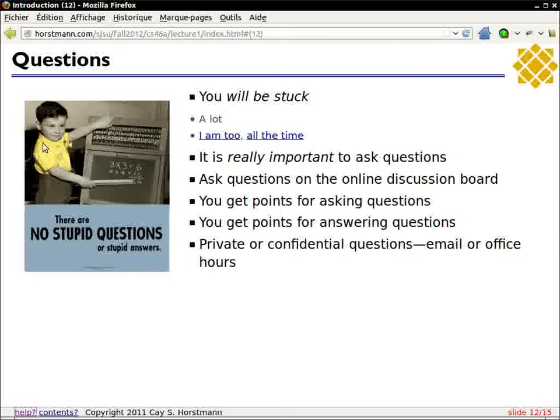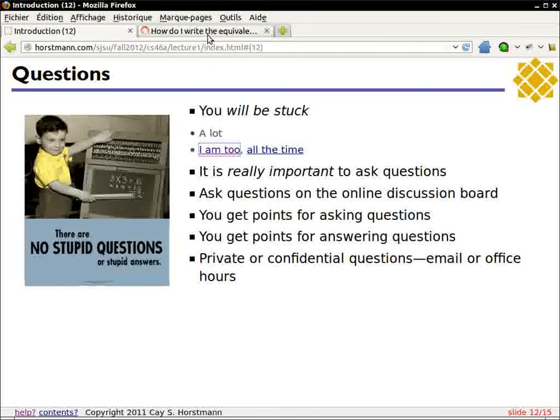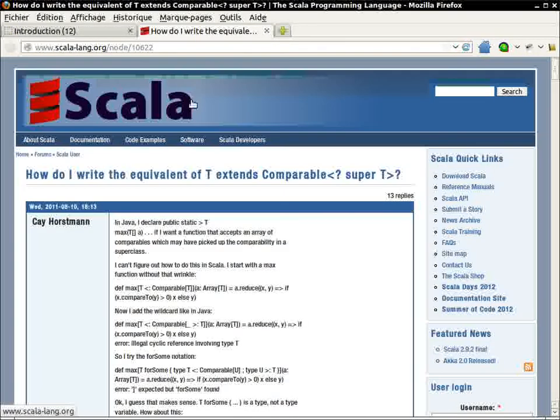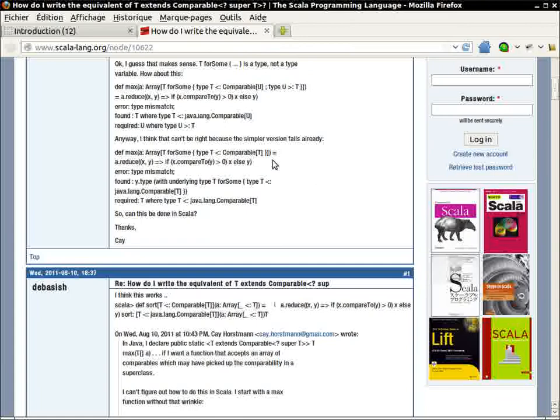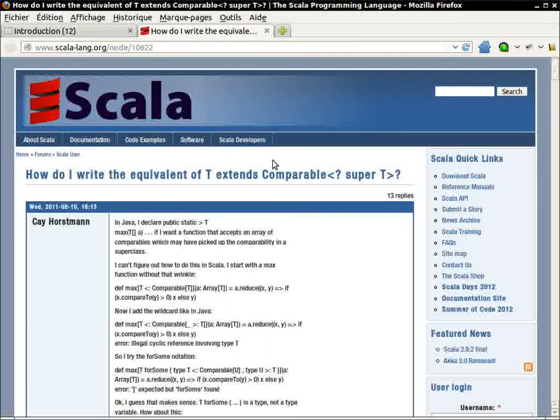And now I would like to be able to tell you that after you have your bachelor's degree in computer science, you will not be stuck again. But I would be wrong. And as evidenced, I have a couple of links here. Let's see. This person says, how do I write the equivalent of TeX text? Whatever. Let's see who that person is. It is a potentially familiar person.